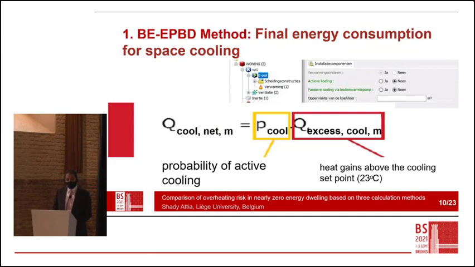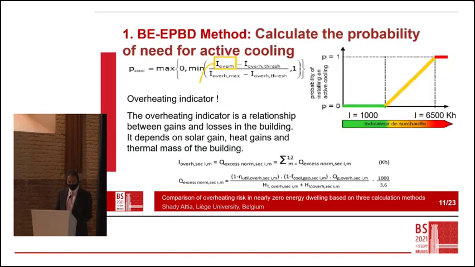Within our final energy consumption calculation, we have an estimation of the need for space cooling, and within this calculation there is a probability calculation for active cooling needs. This probability is also related to the heat gain above the cooling set point of 23. Based on these assumptions, the program will run the simulation and calculate the risk of overheating.